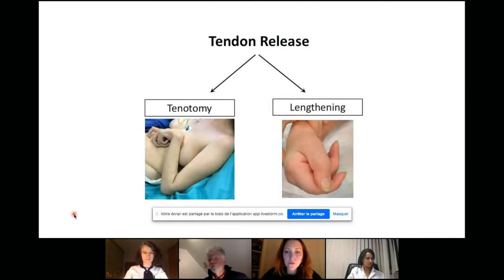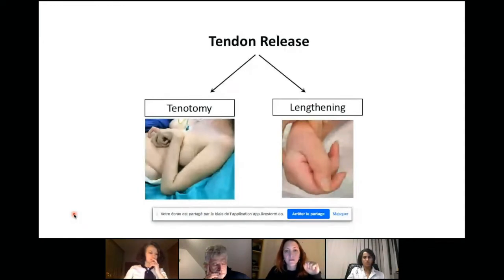Please don't confuse both of them. The first one, tenotomy: after performing tenotomy, the musculotendinous unit is no more continuous. As for lengthening, we keep a continuity between the muscle and the tendon. This is very important to understand.